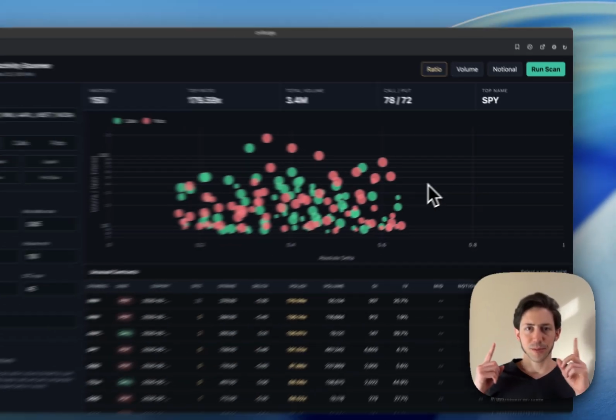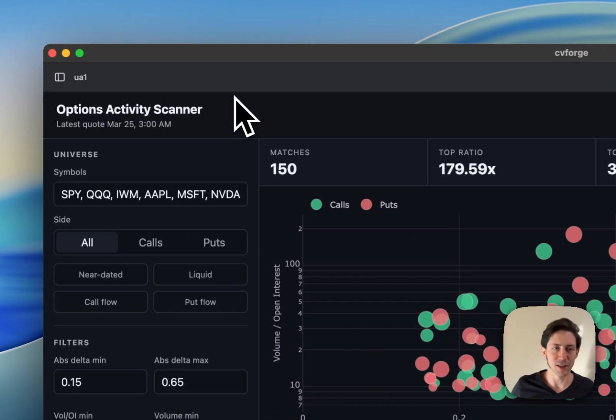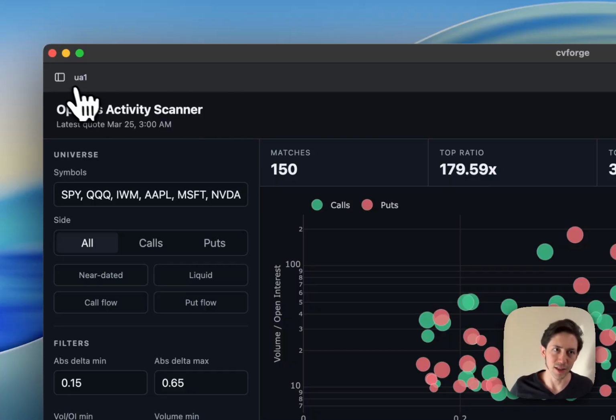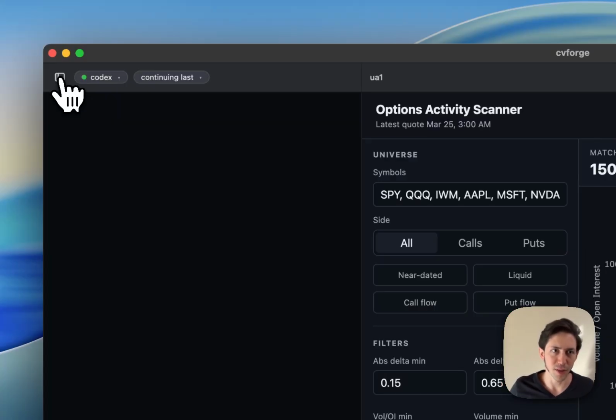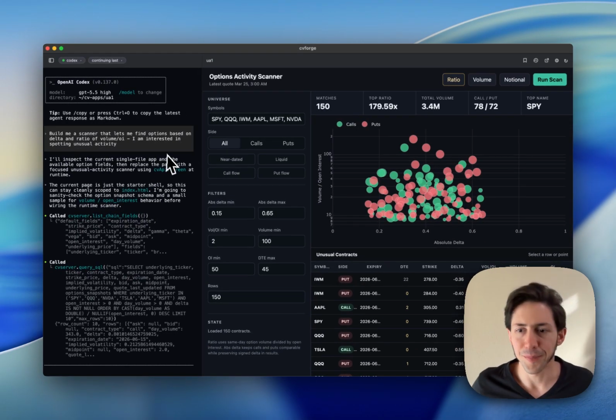So this is the app that was built by CV Forge, just from a single prompt. And let's go back to see, it's an options activity scanner. Let's go back to see what the prompt was. We can open this and see what was the latest coding agent session that produced this app.